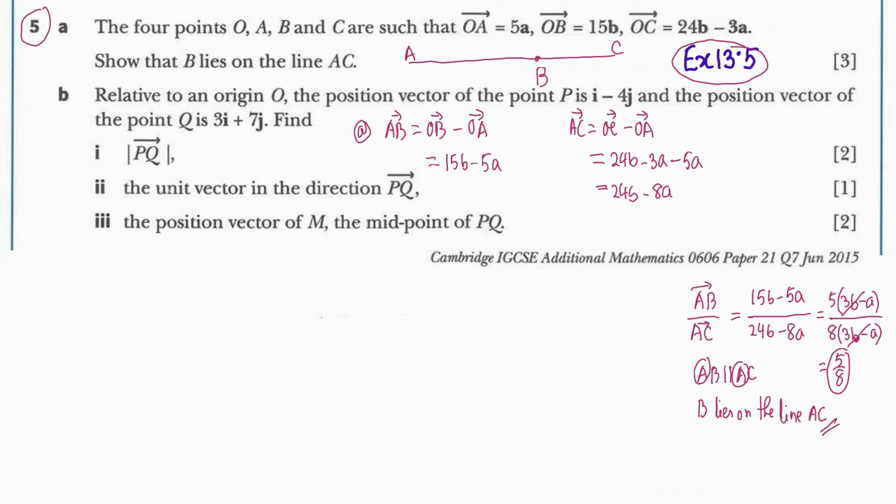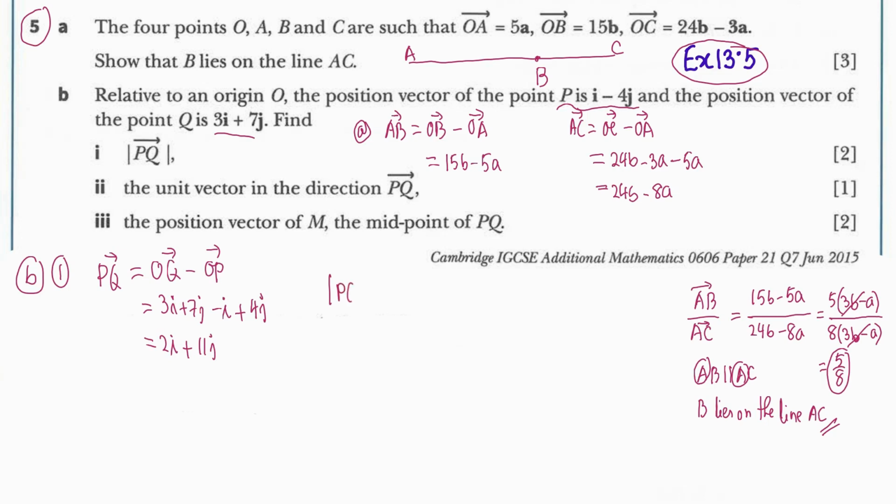It's written here: relative to the origin, the position vector of P is given and the position vector of Q is given. So it is a similar type of question to 4A. This is the first part of B. We first need to find the vector PQ. We can write the position vector, which is OQ minus OP. OQ is 3i plus 7j, then OP vector is i minus 4j, so minus i plus 4j. Then 3i minus i gives 2i, and 7 plus 4 is 11j. This is our vector PQ.